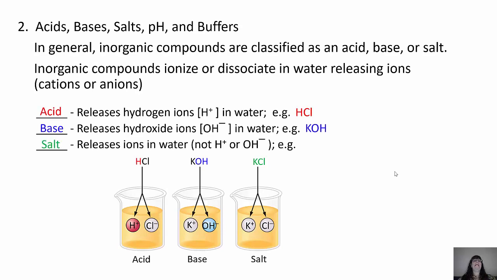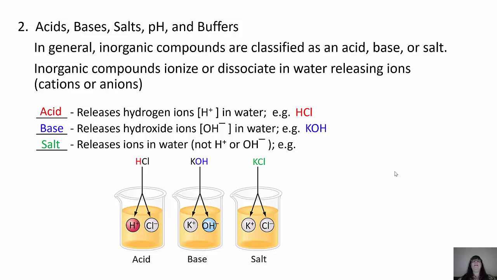Okay, acids, bases, salts, pH, buffers. Inorganic compounds are classified as acids, bases, or salts. Inorganic compounds are going to ionize, or what's called dissociate, in water, and that releases ions, either cations or anions.